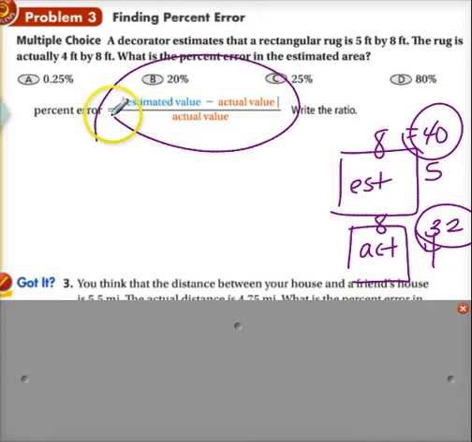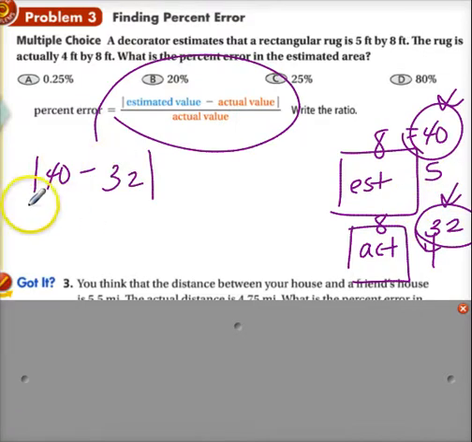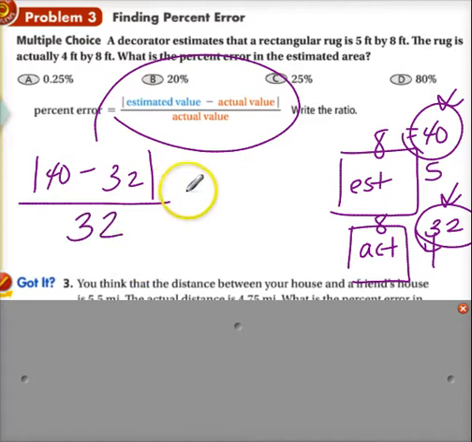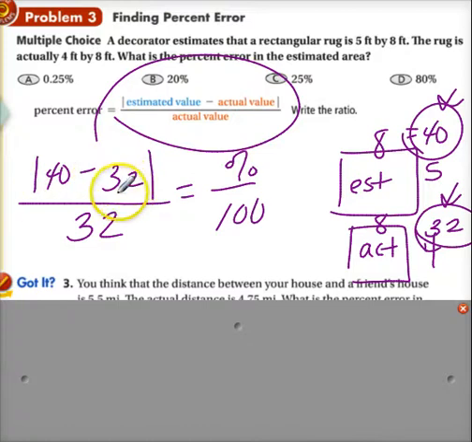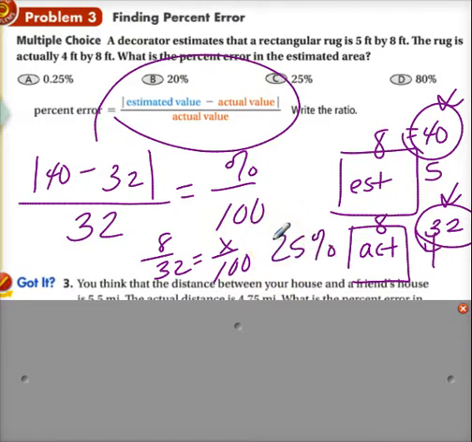So to find the percent error, absolute value of the estimated answer, which was 40, minus the actual, which was 32, put it over the actual again, and that will equal percent over 100. So 40 minus 32 is 8. 8 over 32 equals x over 100. 800 divided by 32, I get 25%. So the estimated area is off by 25%, is how you think about that.